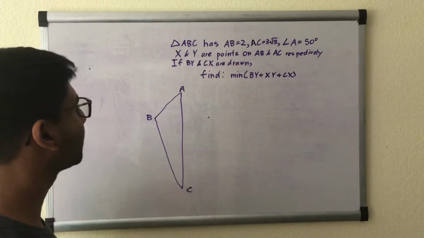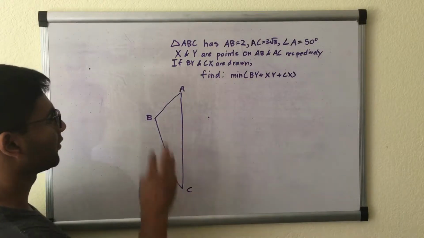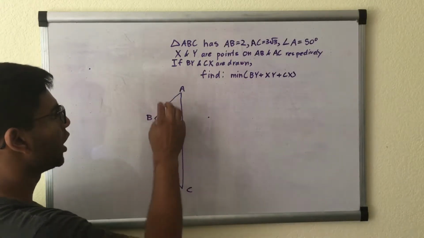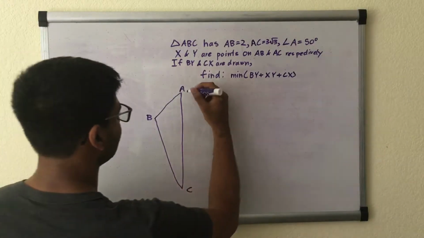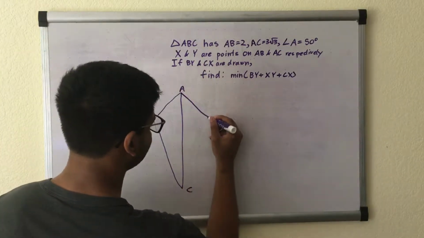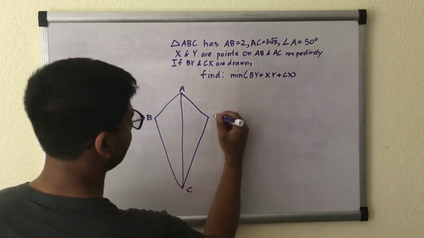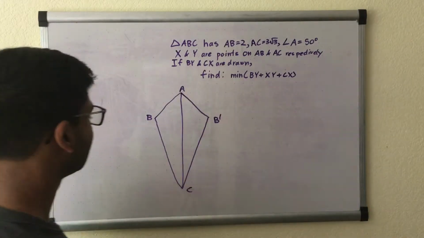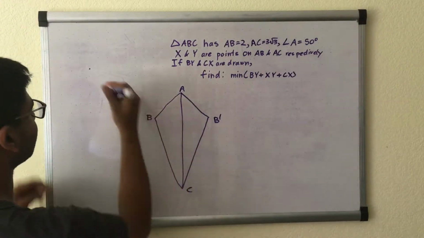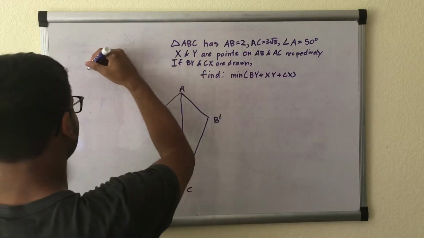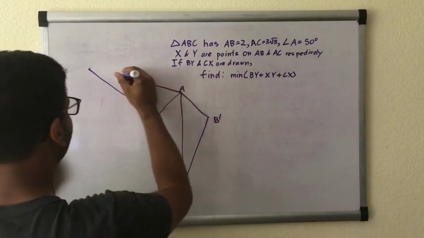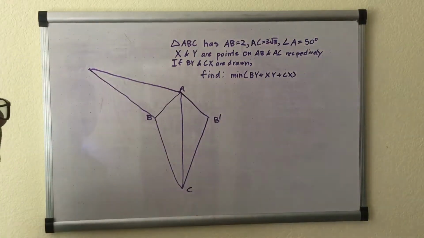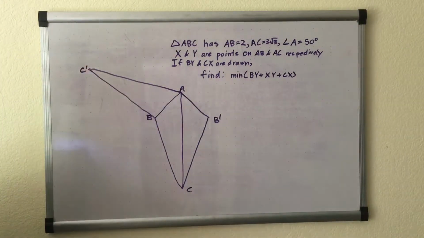So the way we're going to go about this problem is we're going to reflect this triangle ABC over both sides AB and AC. We're going to reflect it over AC first, and that's going to give us a triangle like this. I'm going to call this B prime. Then we're also going to reflect the triangle over side AB. That's going to look something like this. And right there. Okay, we're going to call this C prime.